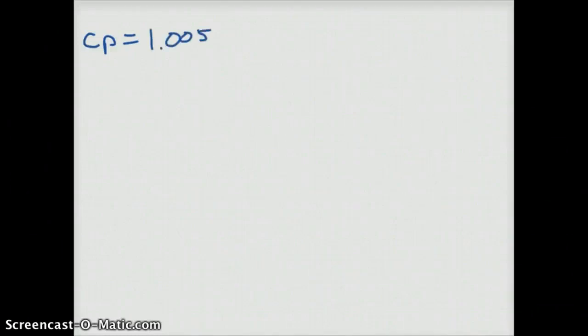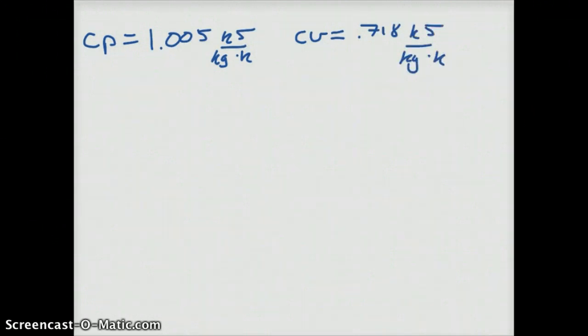So our CP equals 1.005 kilojoules per kilogram K, and our CV equals 0.718 kilojoules per kilogram times Kelvin. Alright, so our graph looks something like that.